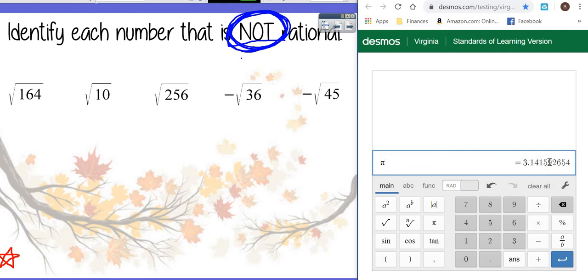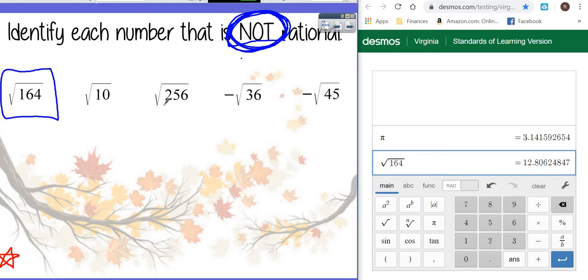This number right here, pi, is not rational. As you notice, the numbers after the decimal go on and on forever. They never stop. There's never any kind of pattern. So that's what we're looking for. So let's start with the square root of 164. As you notice, that pretty much looks like pi. It has numbers that go on and on forever. They do not have any kind of pattern, so this guy is certainly not rational.